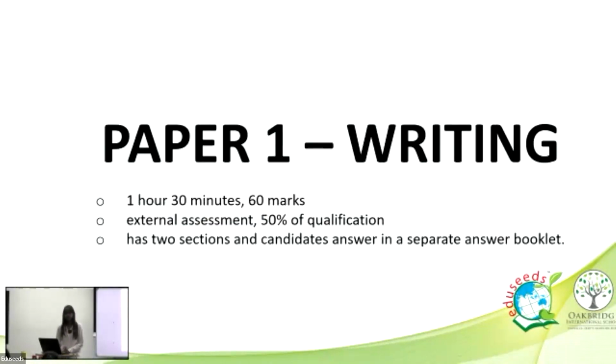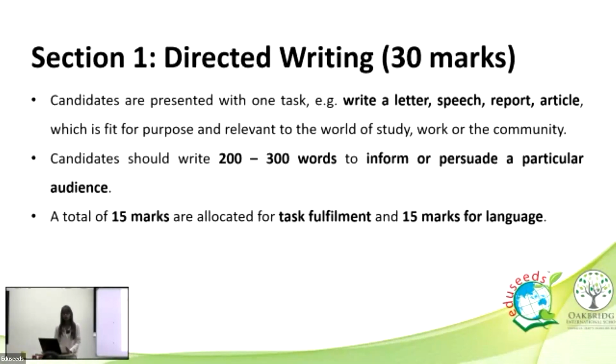Let's have a look at section 1, directed writing first. For directed writing, it could be either a letter, a formal letter or an informal letter, or they might ask you to write a speech, report, or article which is fit for purpose and relevant to the world of study, work, or community. They'll give you one out of these 4 texts that you have learned. And you have to write 200 to 300 words to inform or persuade a particular audience.